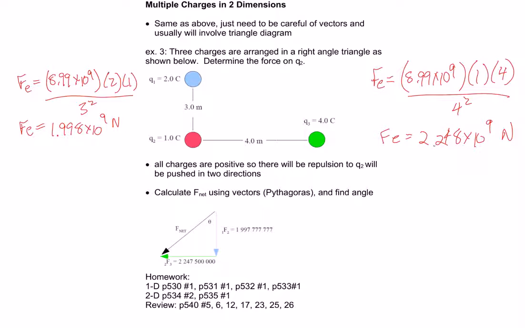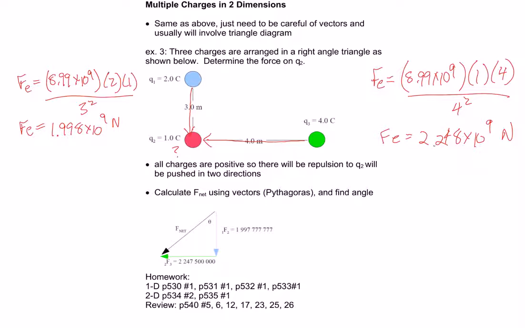Now all we've got to do is be really careful about our directions. So our first one, they're both positive, so that means Q2, right? That's what we're trying to figure out, is what is our net force on Q2. So these ones are going to get repelled, so Q1's going to push Q2 straight downwards. Q3 is also positive, so it's going to push it over to the right.